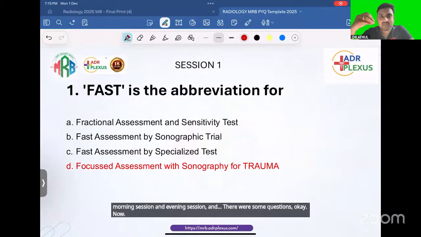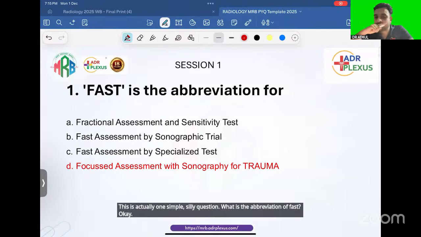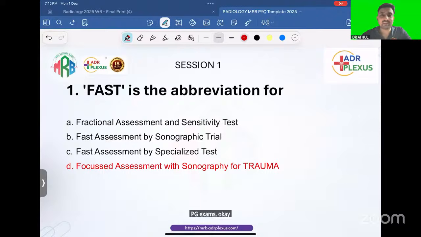Now this is actually one simple silly question. What is the abbreviation of FAST? Okay, it is given there: focused assessment with sonography for trauma. And actually, these were the types of MCQs which used to be asked when I was preparing for PG exams. In NEET-PG exams, they were so straightforward, direct questions. Yeah, focused assessment with sonography for trauma.